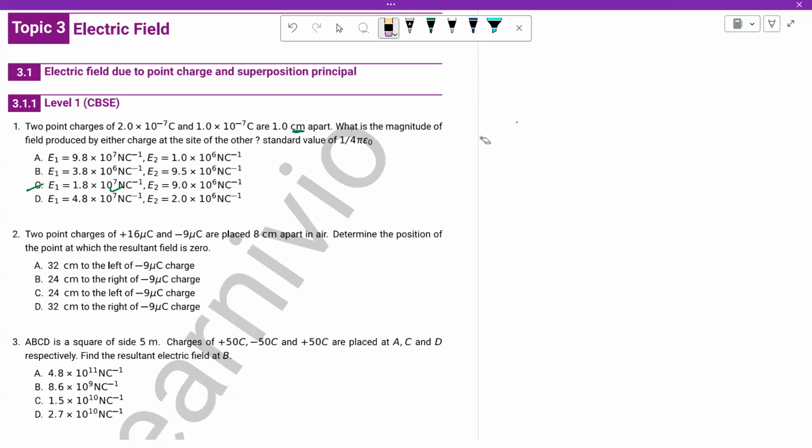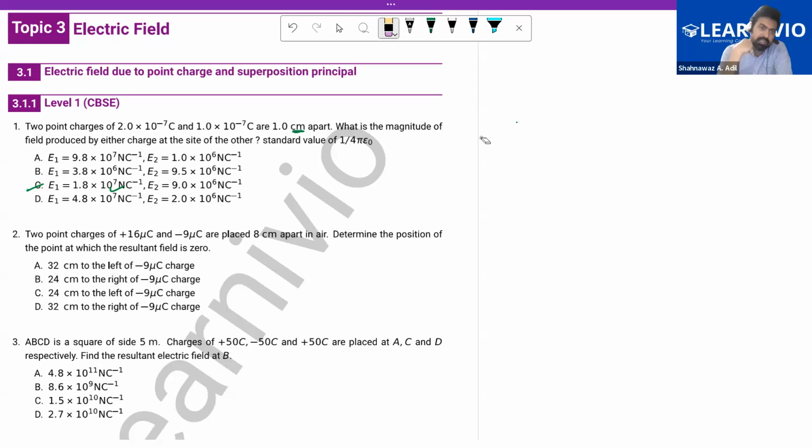Sir, I'm done. So now let us do the next question. The previous question involved two charges, and in the next question we also have two charges, 8 centimeter apart. Now we have to determine the position of the point at which the resultant field is 0.